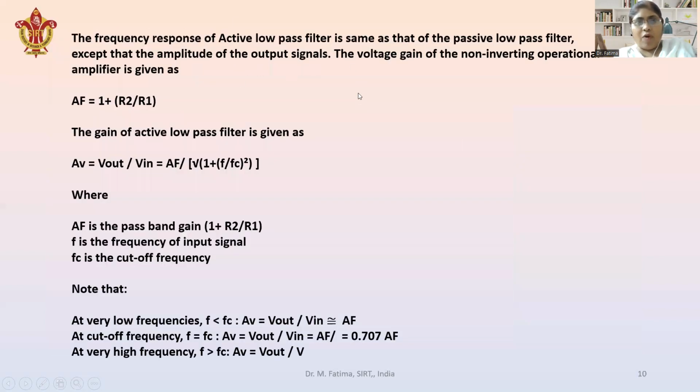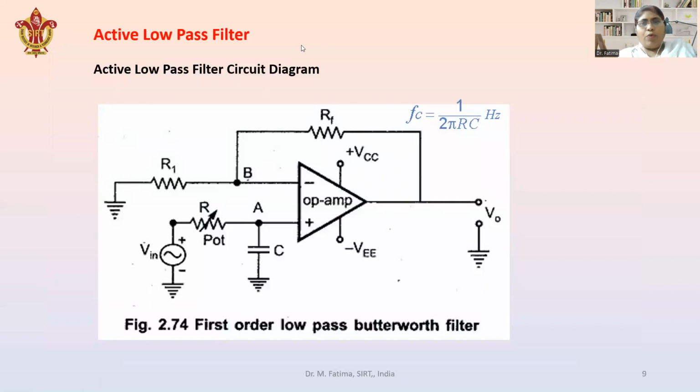Now this is the circuit diagram of the active low pass filter, the filter which has a resistor, a capacitor, and also an operational amplifier. You can see here the filter network, that is the RC network. This RC low pass filter is connected to the positive terminal of the operational amplifier, and supply is given to this RC network. RF and R1 constitute the feedback network, connected to the negative terminal. That is, negative feedback is provided with the help of this RF and R1 network.